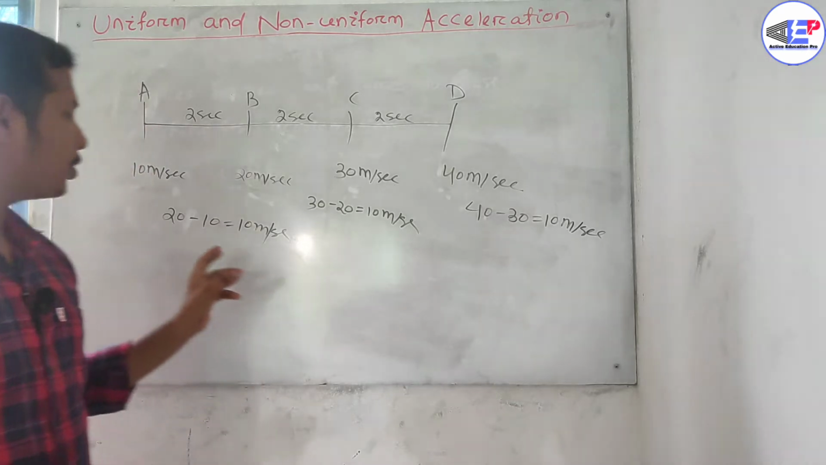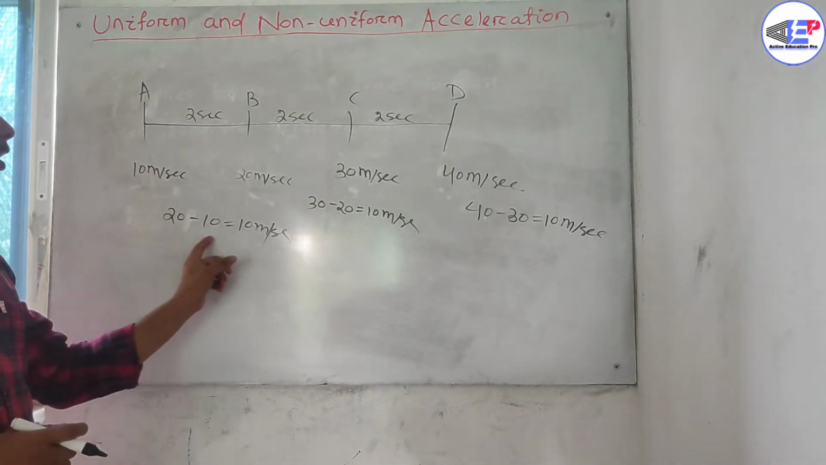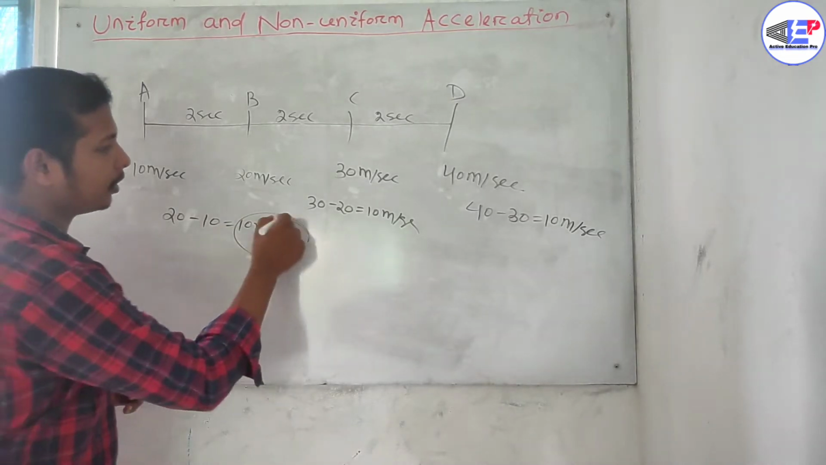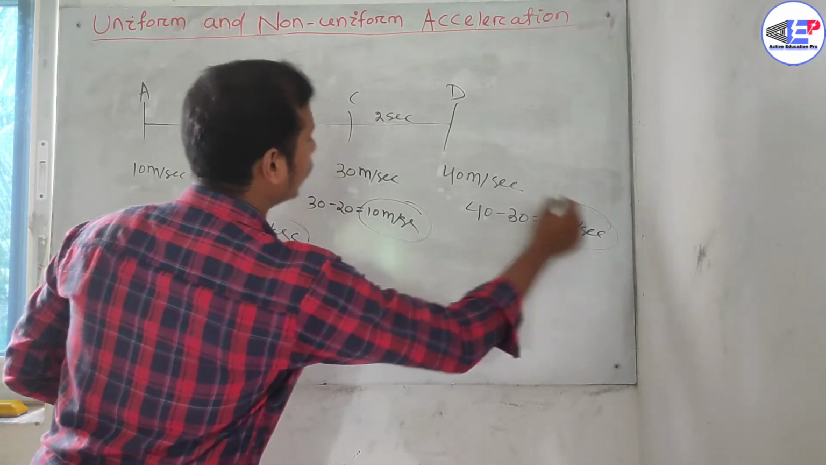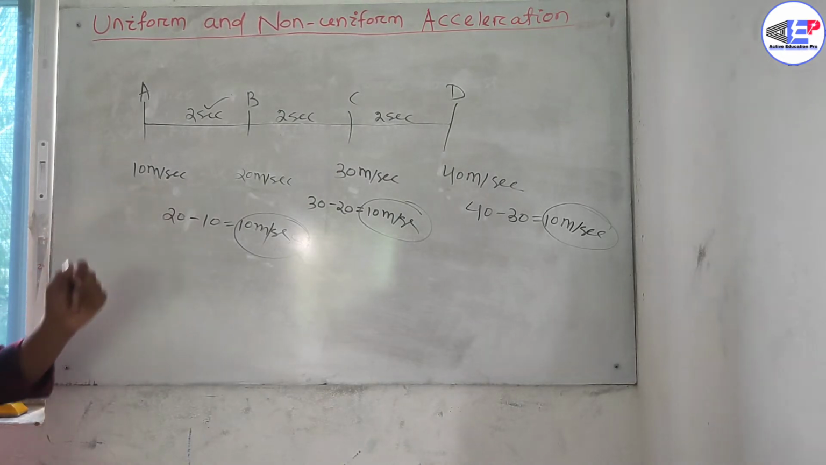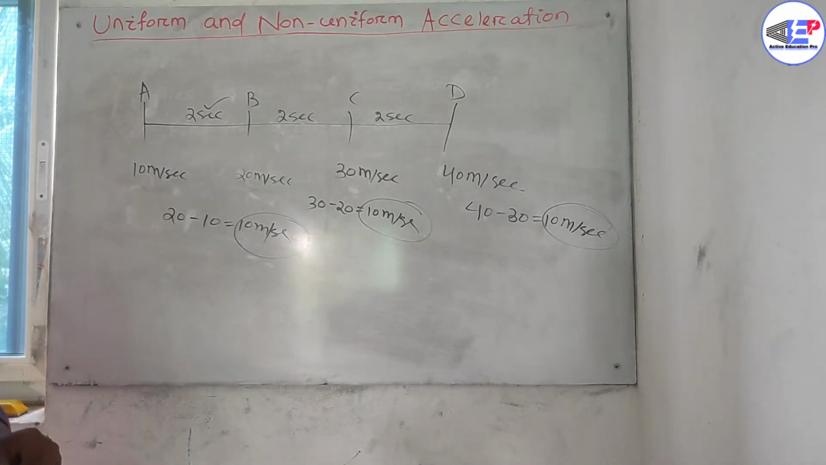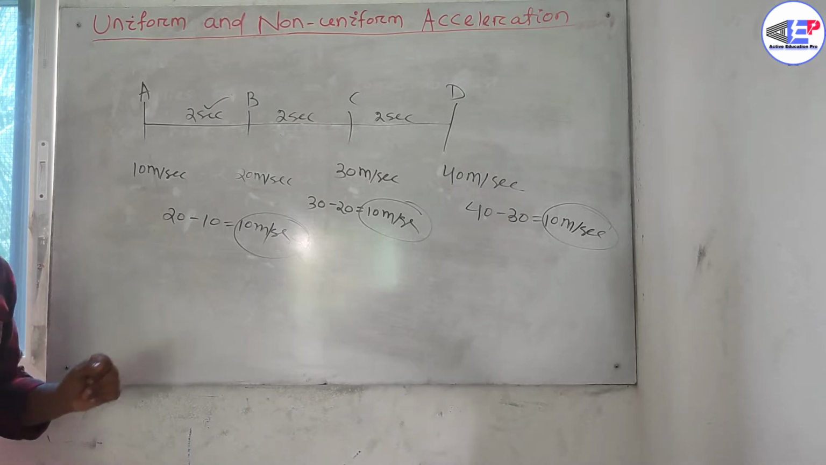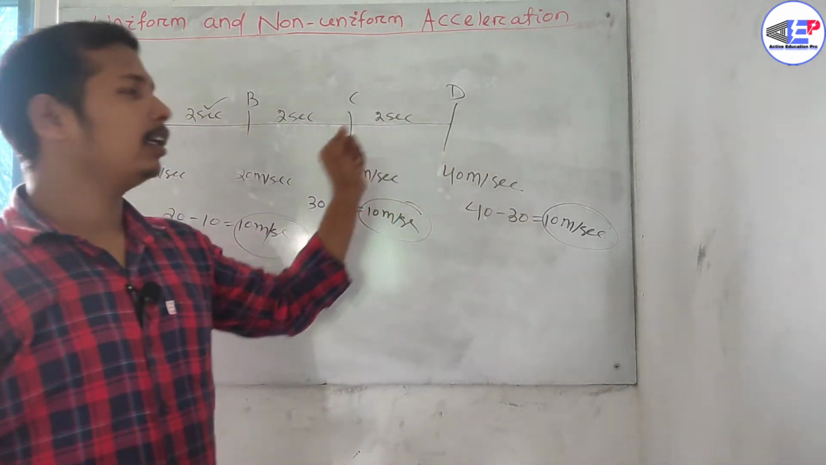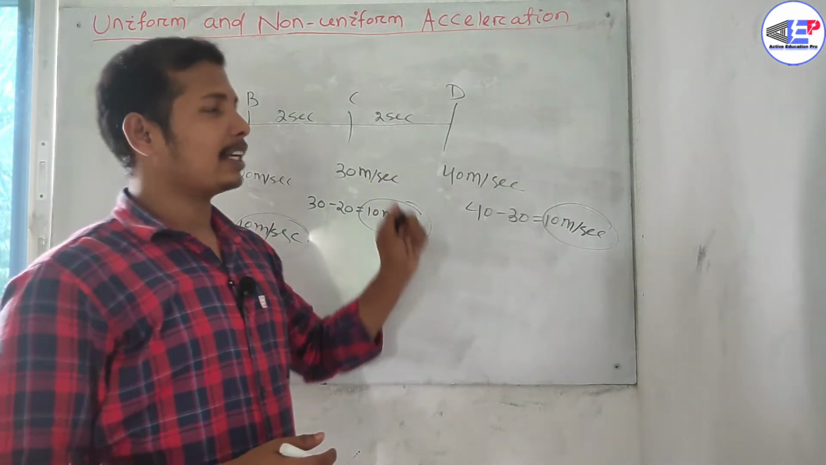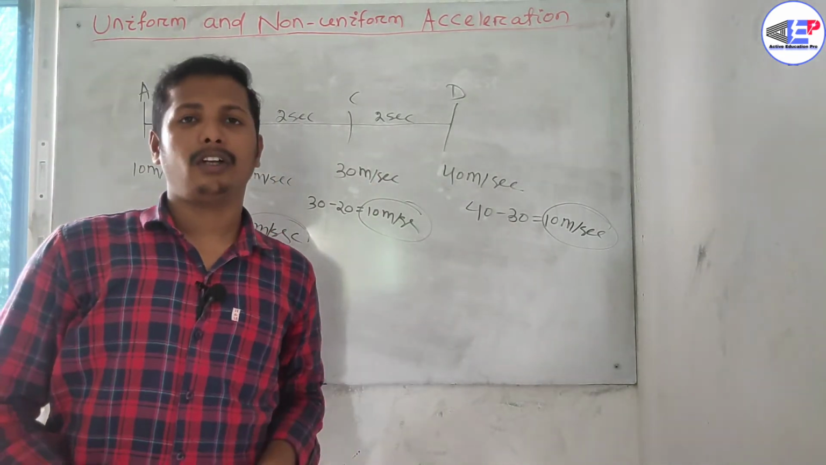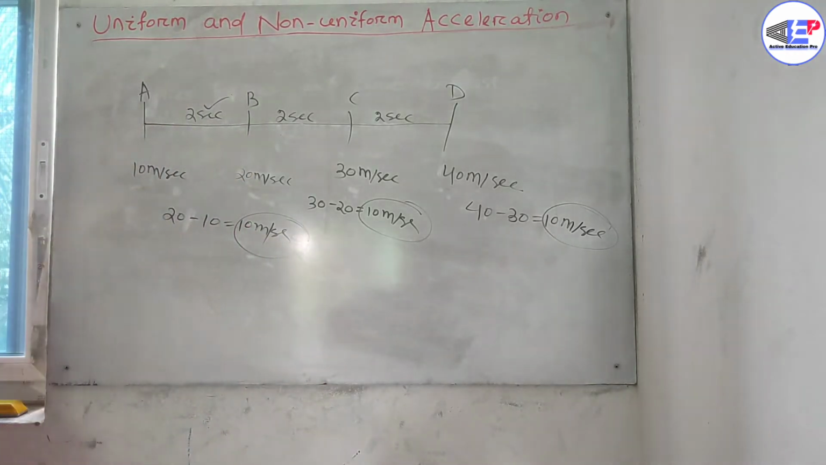So we saw that in each segment, its velocity increases by the same amount, that is 10 meter per second, in equal intervals of time. So this is called uniform acceleration. As the velocity of the body changes by equal amounts in equal intervals of time, its acceleration is called uniform acceleration. Let us study non-uniform acceleration.